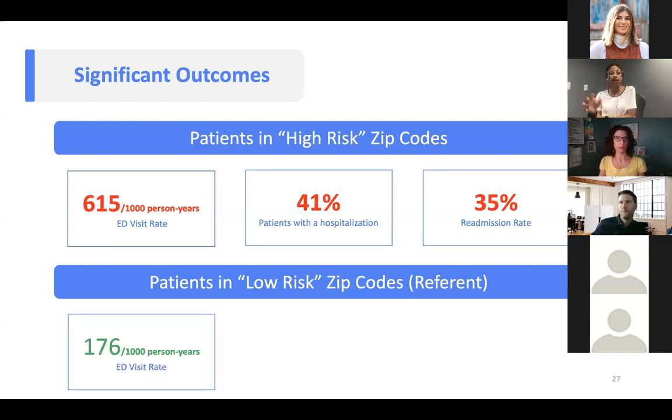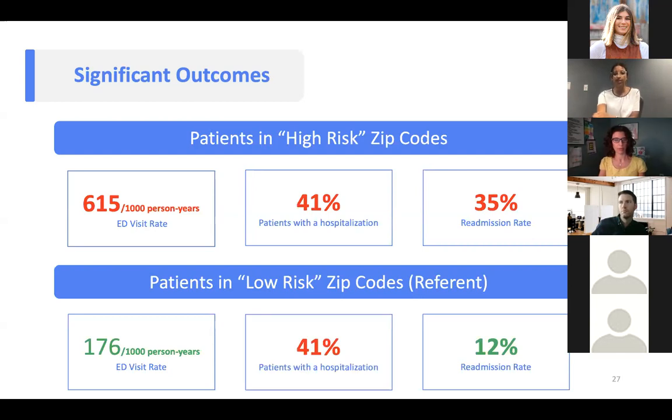And now we look at the low risk zip codes. You have only 176 per 1,000 person years as the ED visit rate, which is much lower. You have a 12% readmission rate, but you're also having the same rate of hospitalization. So within that low risk group, the same percentage of patients are going to the hospital, but they're being readmitted way less. This indicates that you're still being hospitalized at a high rate, but you're potentially getting better care, as you're not being readmitted as frequently, and you're not going to the ED as much.